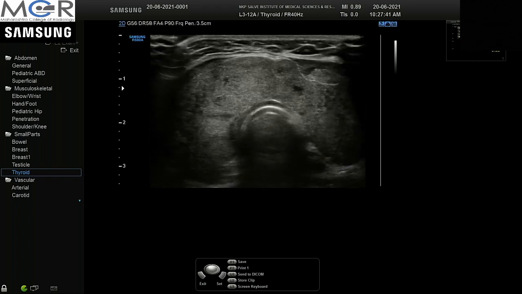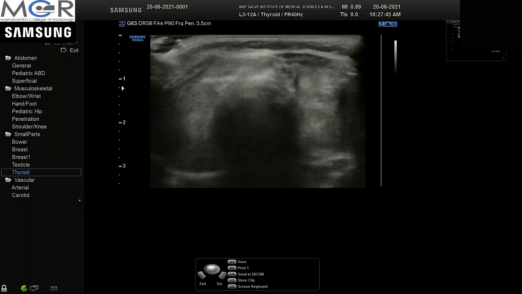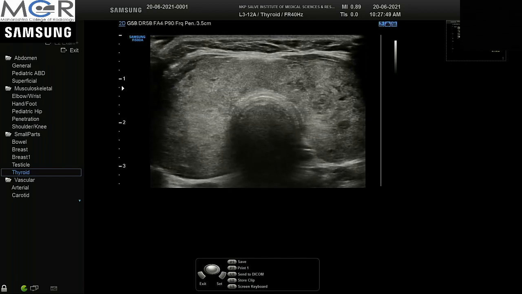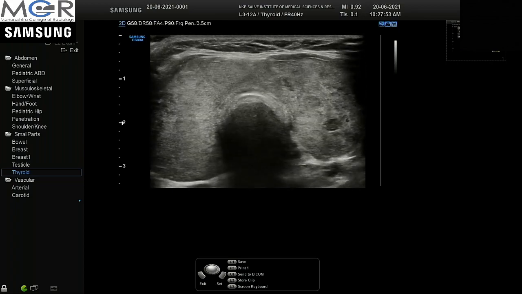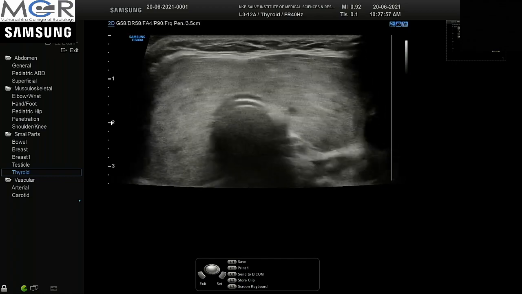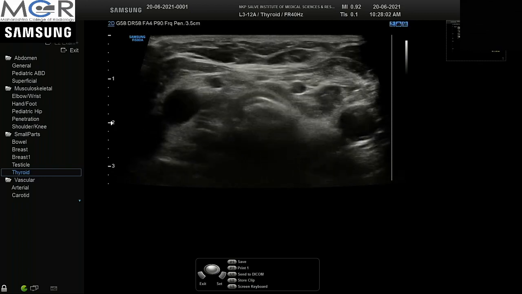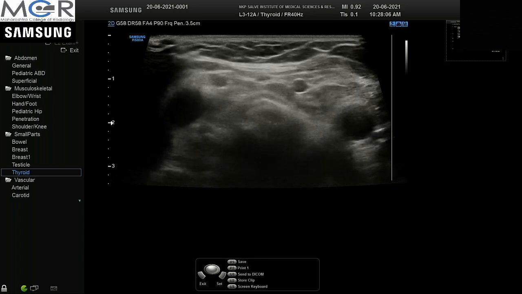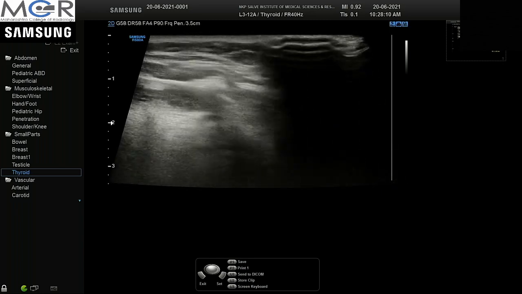Next thing, I have made a line from above downwards, and what you can see here is the thyroid gland almost occupying the screen. We'll turn the trapezoid imaging on. Now we can see that there is apparent enlargement of the thyroid gland. It comes down up to the supraclavicular region. So our first impression is that there is an enlargement of the thyroid.